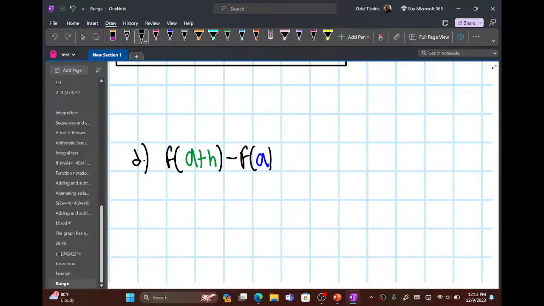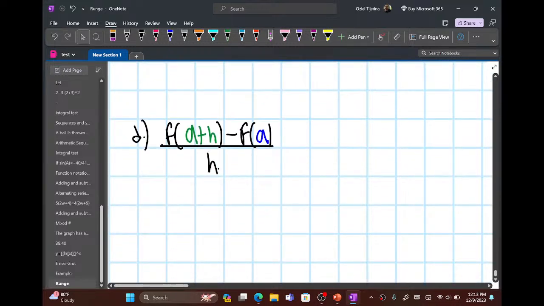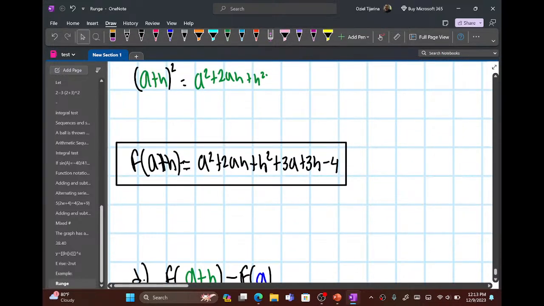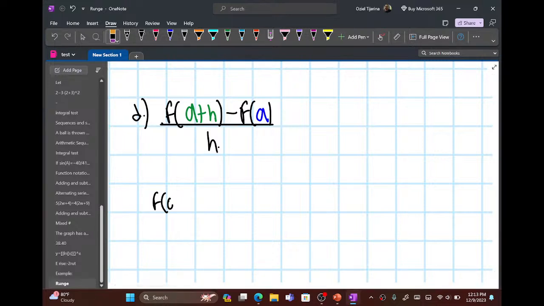all over h. I'm going to take the colors off once I do the final answer. Because we already did f of a plus h as well as f of a, we're just going to plug it in. In other words, I'm going to rewrite it, f of a plus h, and I'll do highlighter so that y'all can see what I'm doing. This is why color coding is so important for me. I'm a bit OCD about it.